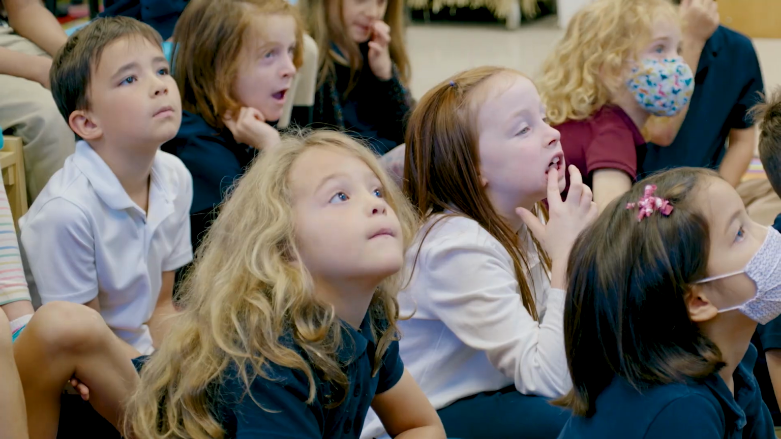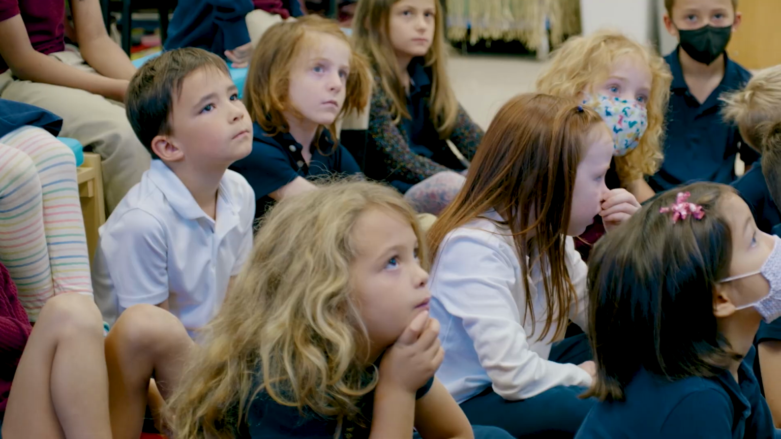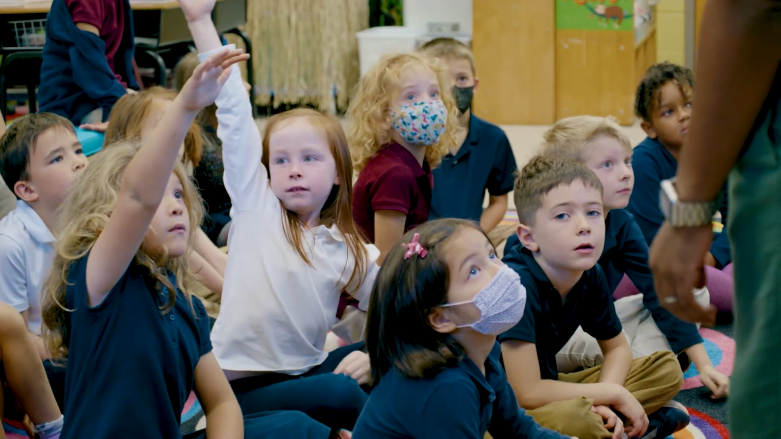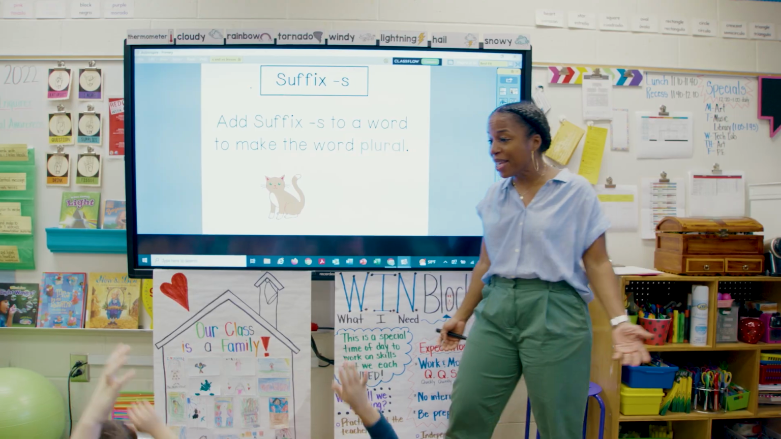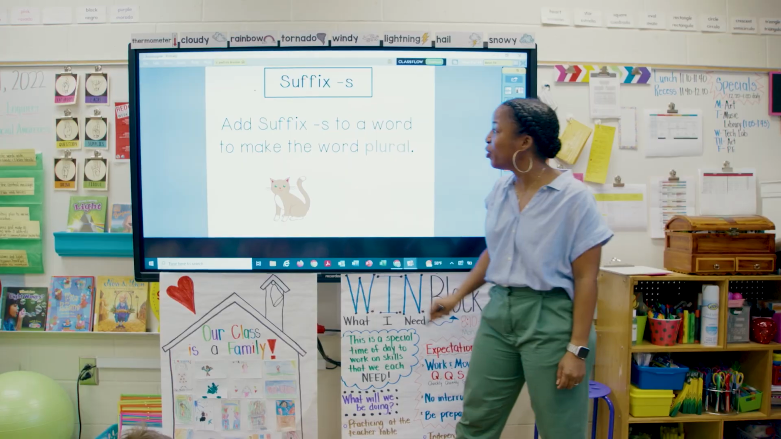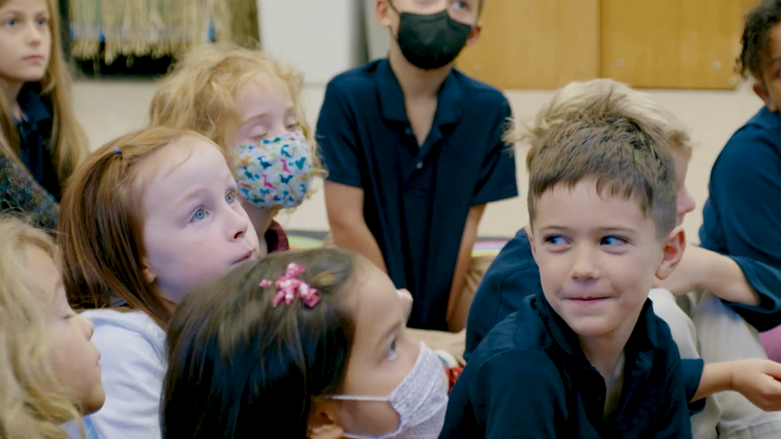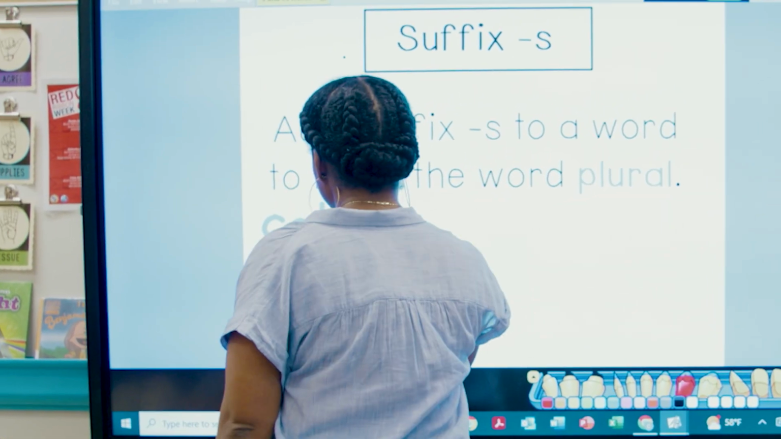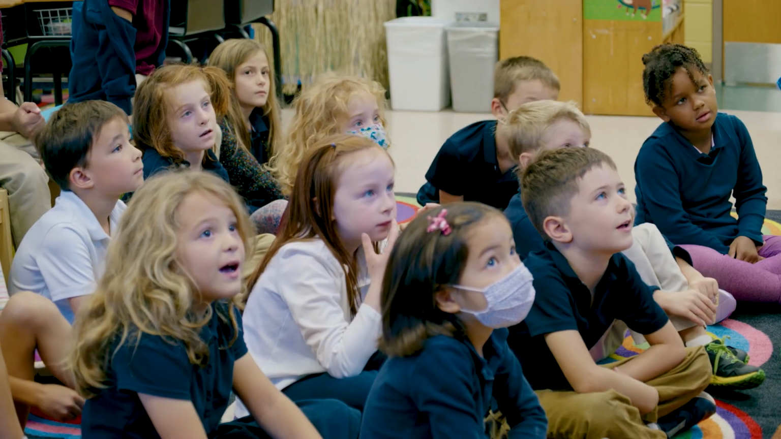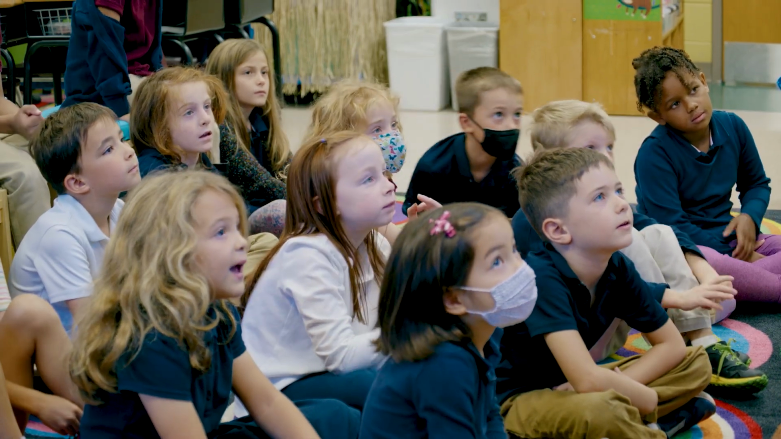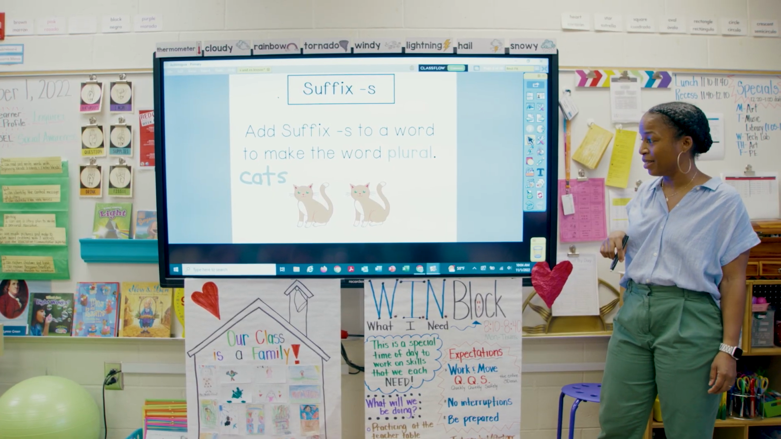So we know when we add suffix S to the end of the word, it makes a word plural. But I don't know what that word plural means. Who can help me out? I see some new hands. Clementine, what's it mean to make a word plural? More than one. More than one, good. So we could have the word cat, but when we add the suffix S, what does that do? Cat. Now we have more than one cat, okay?